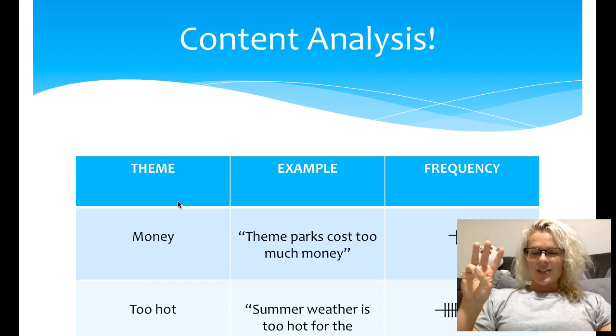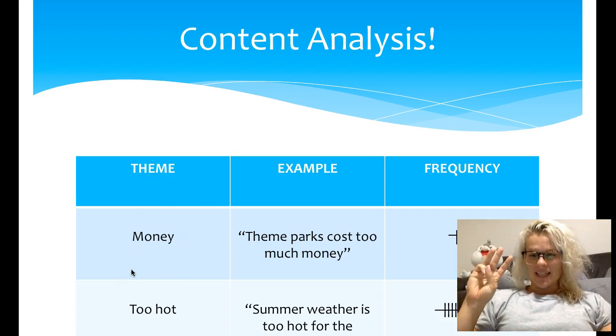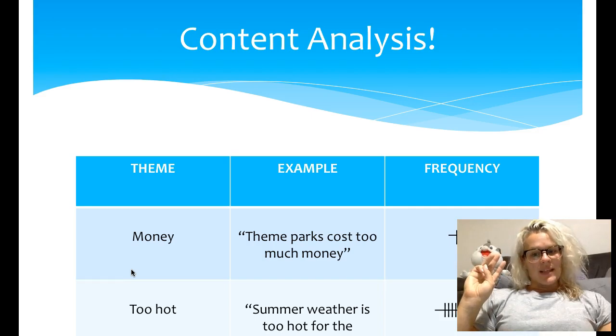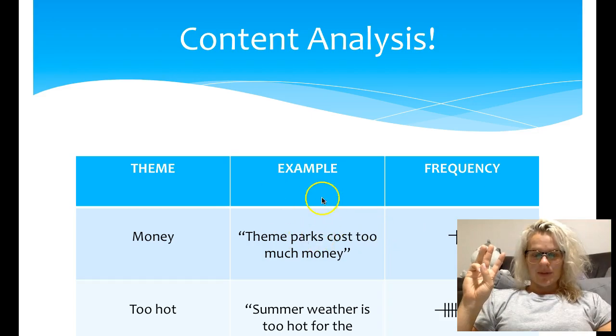Step 3 is to read through the data again, counting how many times these things come up. So if I'm doing research on my theme park and why it's not making as much money in summer as winter, then, you know, some people have brought up money. So there's 5 people that brought up the fact that it costs so much money. And then there's 8 people that have brought up that the weather is too hot. Okay, so step 1, read the data. Step 2, make the frequency table. Step 3, read the data and write down the themes that happen.